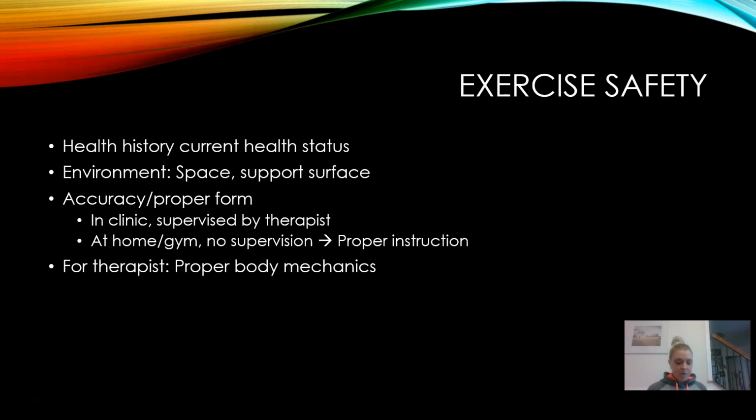We do want to make sure that our patients are going to be safe when they exercise. So again, knowing a little bit about a patient's past medical history is something that usually is taken in by the PT during the initial evaluation.